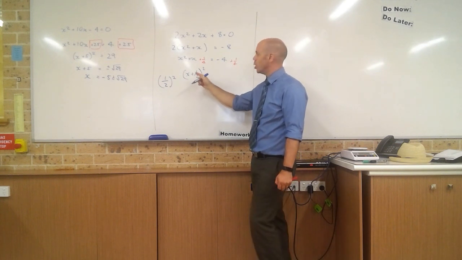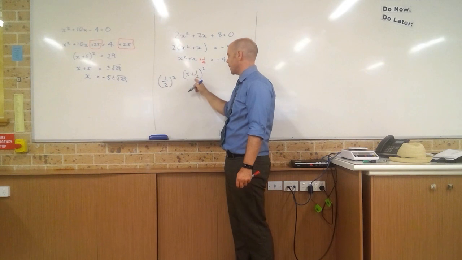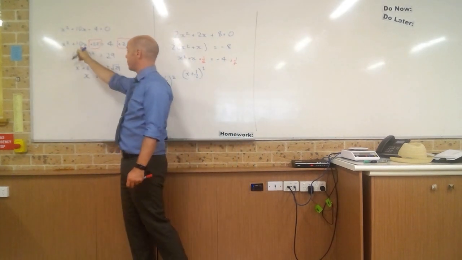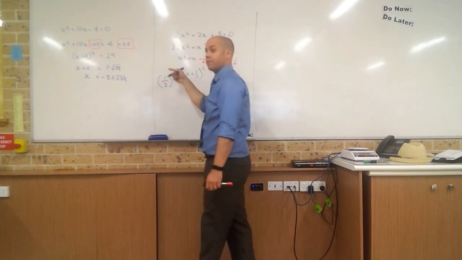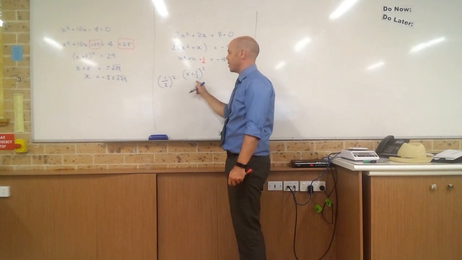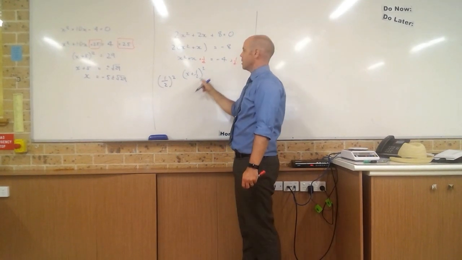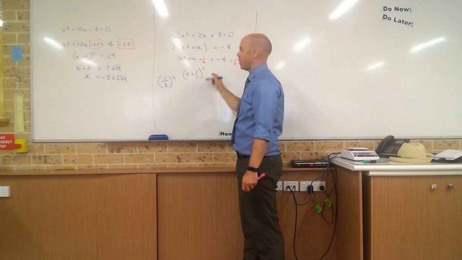Okay, and so we've done the hard work because we've already said what is half of 1, it's a half. Over here we said what is half of 10, it's 5. And in the first one, what was half of -6, it was -3. So we already know what we're going to factorise it to. So this is the hard step, kind of getting the right thing.